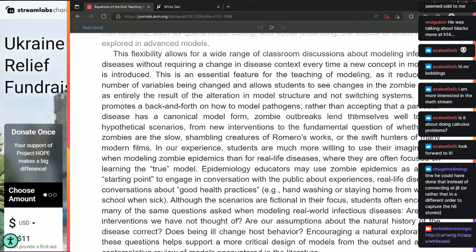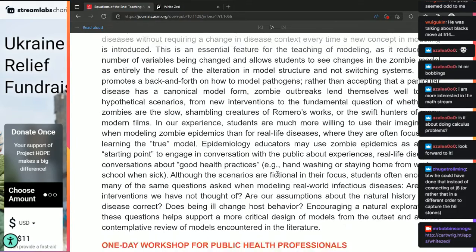Zombie outbreaks lend themselves well to new hypothetical scenarios, for new interventions, for the fundamental questions of whether the zombies are the slow, shambling creatures of Romero's work. Romeo, Romeo, wherefore art thou zombie? Or the swift hunters of many modern films. In our experience, students are much more willing to use their imaginations when modeling zombie epidemics than for real life diseases, where they are often focused on learning the true model.